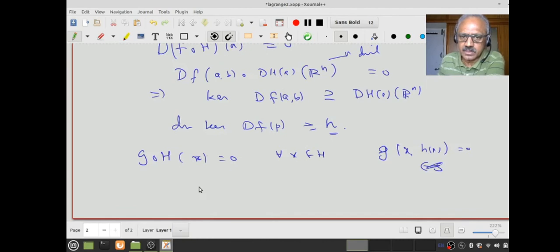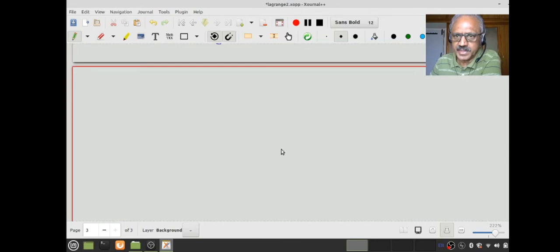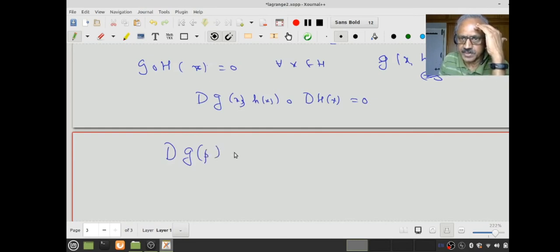Therefore, what can I conclude? I can conclude dg(x) acting on dh(x) is 0. I'm interested only at the point a, so let me rewrite this. With x equal to a, h(a) will be b, therefore it is dg(p) acting on dh(a), this acting on Rn, is 0.